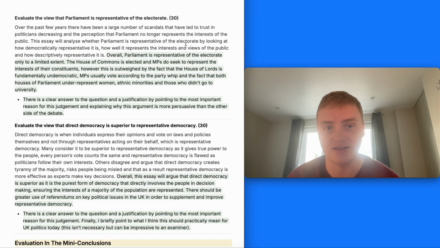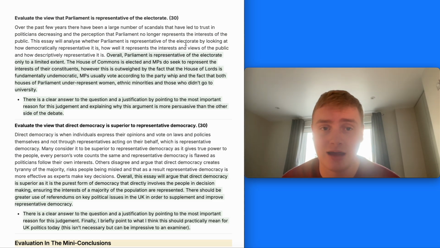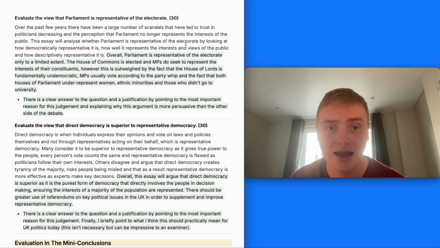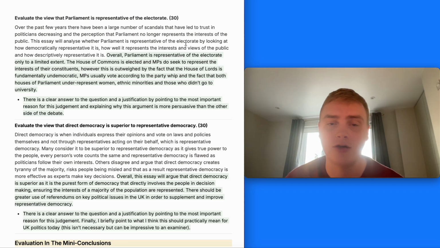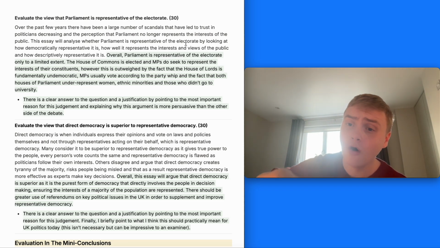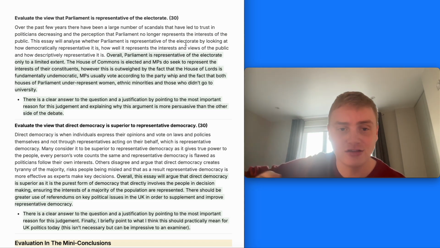Overall, Parliament is representative of the electorate only to a limited extent. The House of Commons is elected, and MPs do seek to represent the interests of their constituents. However, this is outweighed by the fact that the House of Lords is fundamentally undemocratic, MPs usually vote according to the party whip, and both houses of Parliament underrepresent women, ethnic minorities, and those who didn't go to university. So not only do we have a really clear answer to the question, we've really explained and justified our judgments.